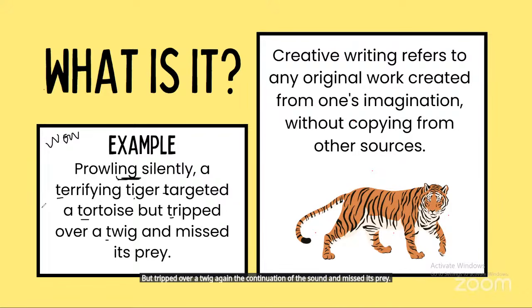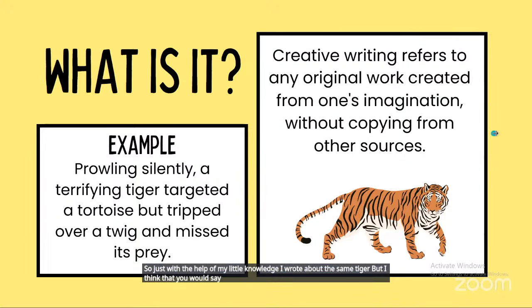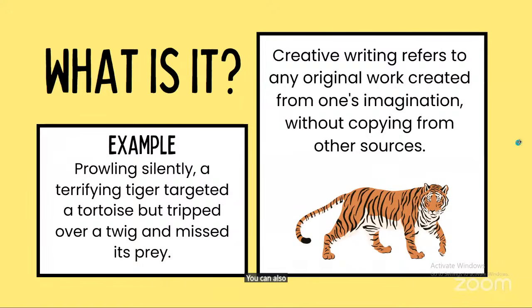So, just with the help of my little knowledge, I wrote about the same tiger, but I think that you would say that my sentence is better than yours. I'm not boasting, but because I have learned this thing, I can do this. You can also do it if you learn it. You can also teach this to your kids if you learn it.